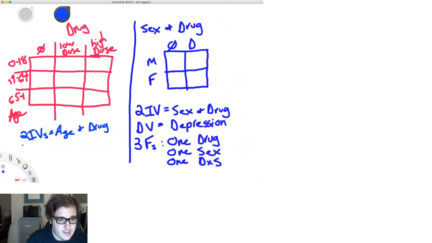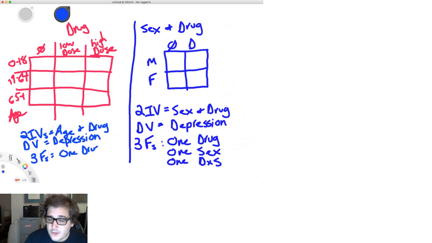Our DV again can be antidepressant or just regular depression. And we have 3 Fs. So here we have 1 for drug. These are also called your main effects. So let's say that's what was significant. And you see that, okay, as dose goes up, something happens to depression. As age goes up, nothing happens to depression. And there's no interaction. So drug going up is not dependent on age. So we have 1 for drug, we have 1 for age, and we have 1 for drug times age.